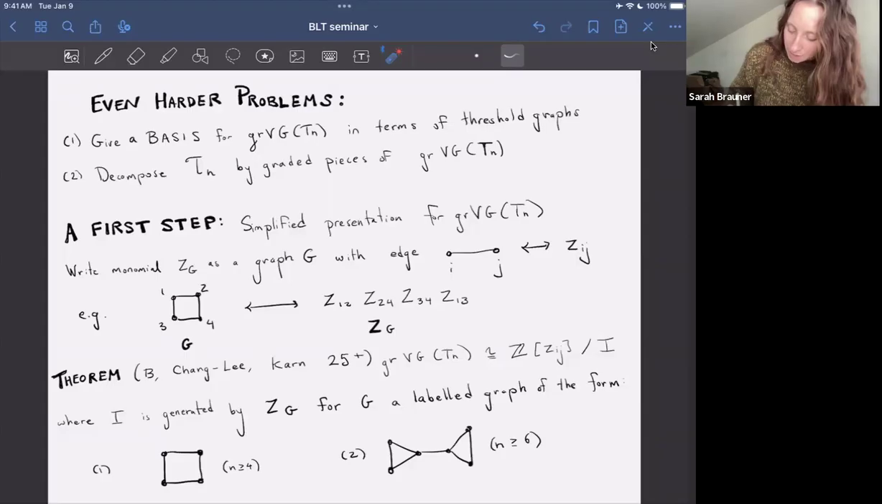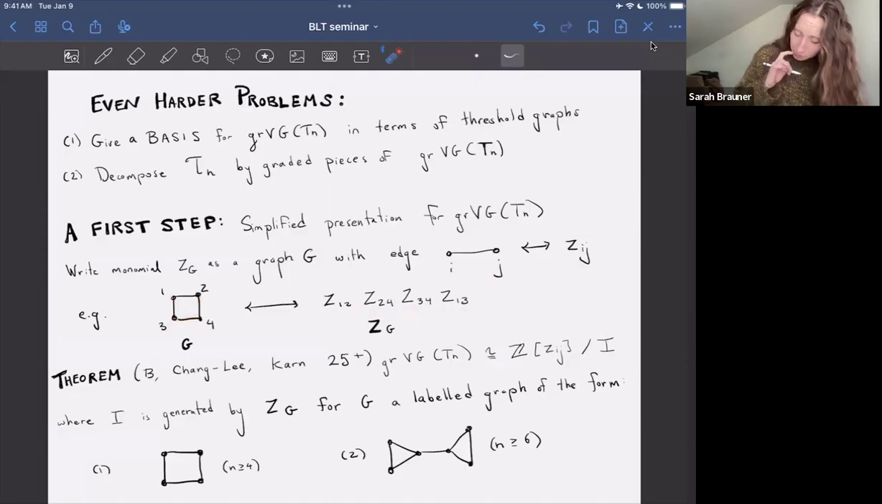So I'll think about an edge in a graph, an edge from the vertices i to j, as telling me about the monomial z_ij. So for example, this cycle here that's labeled 1, 2, 3, 4 would correspond to this monomial. So z12 comes from this edge, z24 here, z34 here, and z13 here.